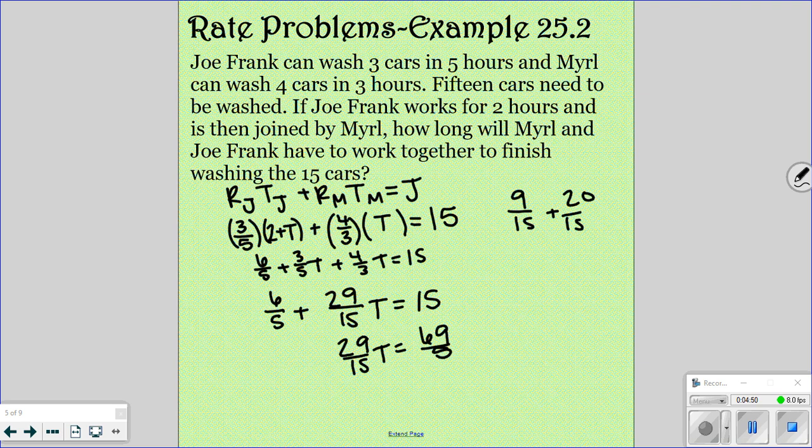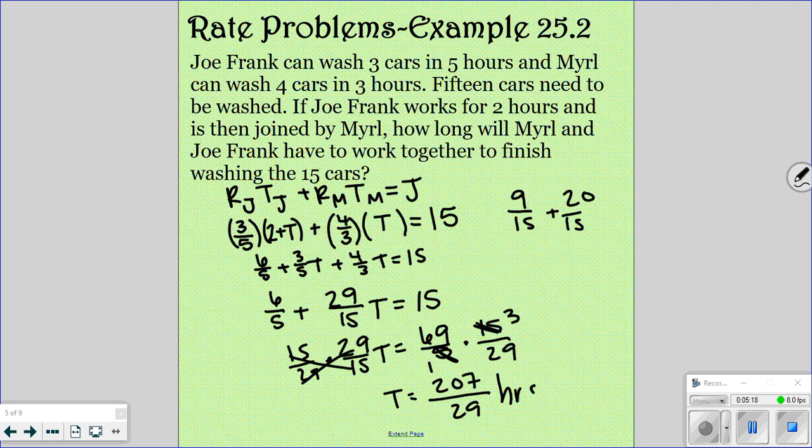And then from there, I'm going to multiply by the reciprocal. And 29 is prime, and 69 does not divide by 29. But this 5 will divide by 5, and this 15 will divide by 5 to give us 3. So if you do 69 times 3, you'll get 207 over 29. And it's in hours, so that's our units. So 207 over 29 hours.